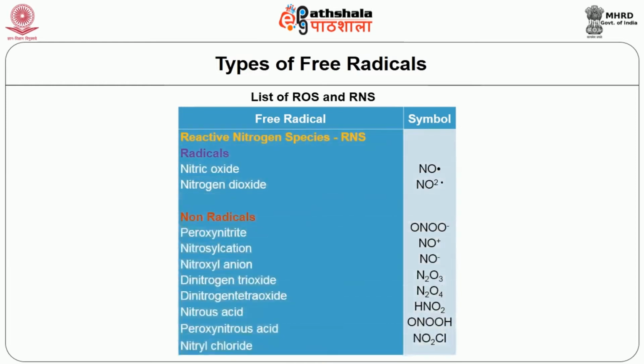And another thing is reactive nitrogen species. Some of the radicals are nitric oxide and nitrogen dioxide. Non-radicals are peroxynitrite, nitrosyl cation, hydroxyl anion, dinitrogen trioxide, dinitrogen tetraoxide, nitrous oxide, peroxynitrous acid and nitryl chloride. So these are some of the species.